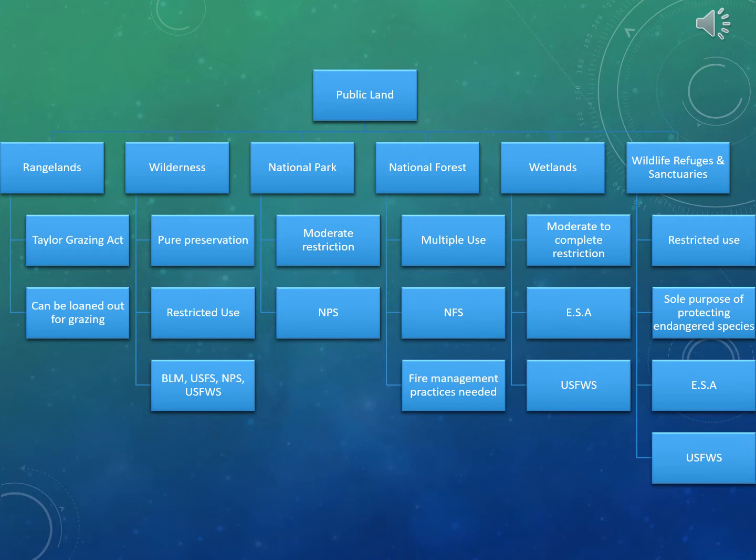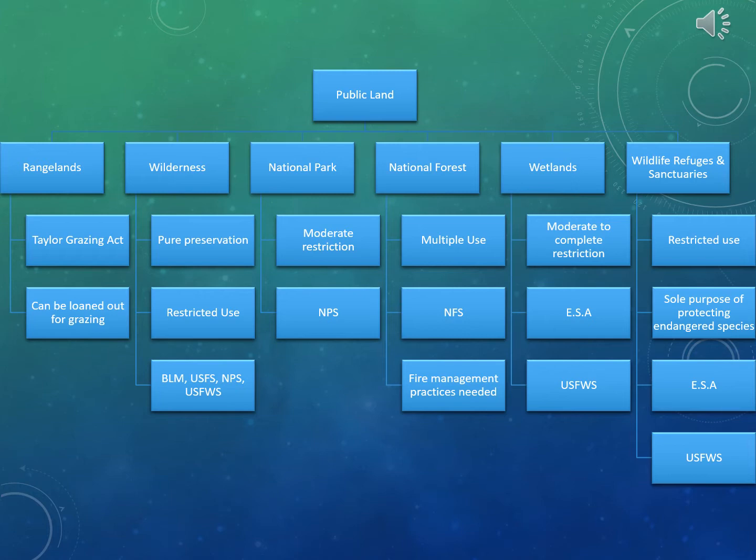Next, you have wilderness areas, which are those that have been left alone and not touched or developed by human beings. This is the practice of pure preservation and is often associated with those ideas of John Muir. The wilderness areas practice restricted use, meaning that individuals have a very difficult time making their way there, and it cannot be used for commercial practices. And it is managed by multiple organizations within the federal government, including the Bureau of Land Management, the U.S. Fish and Wildlife Service, the U.S. Forest Service, and the National Park Service.